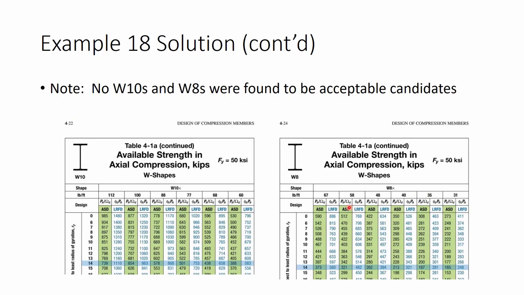Before we evaluate them, one thing I'll mention, that was a W14 section and a W12. Normally you would select a W10 and a W8, but if you look in table 4.1a, these are the pages that show the heaviest W10s and W8s available. You can see the heaviest W10, the W10 by 112, it doesn't work, and neither does the heaviest W8. So there's no W10s or W8s for this example that were found to be acceptable candidates.